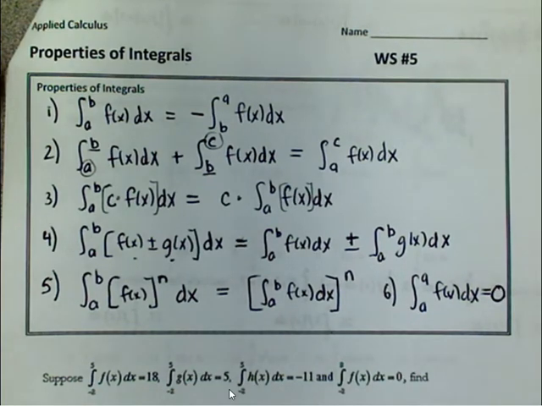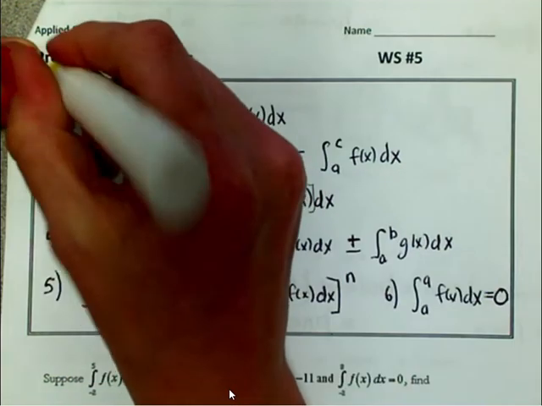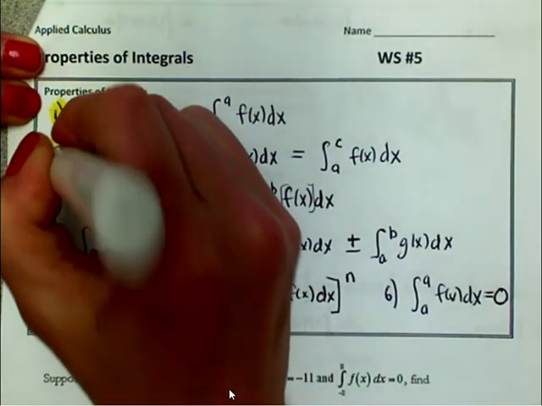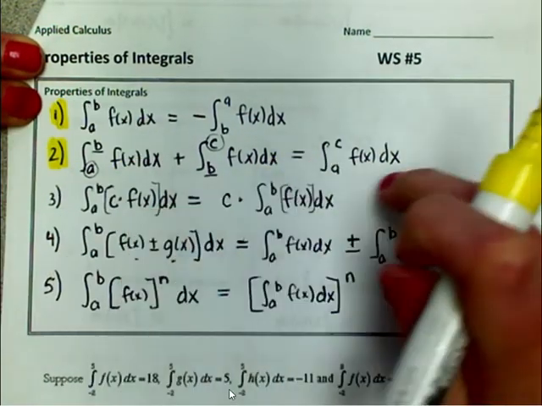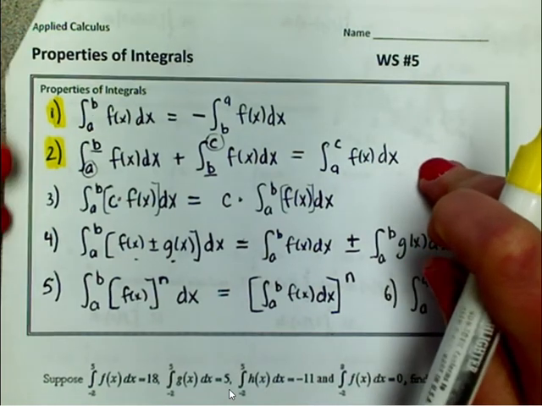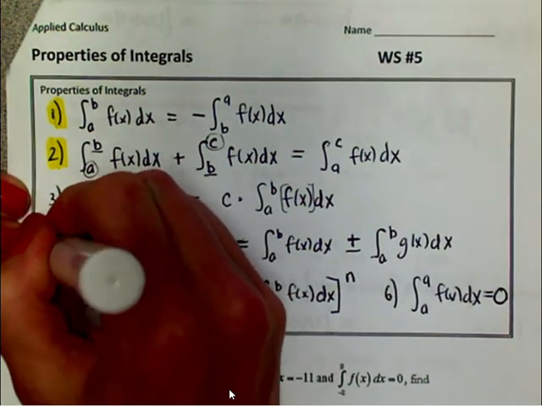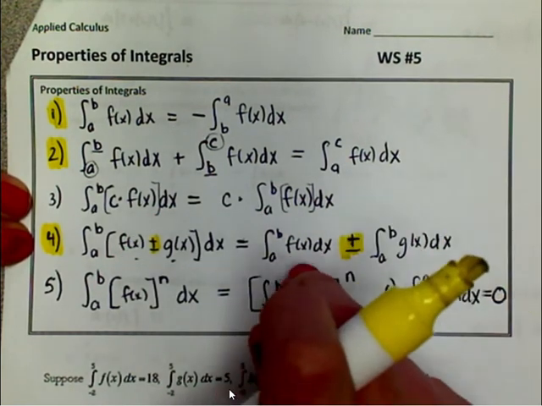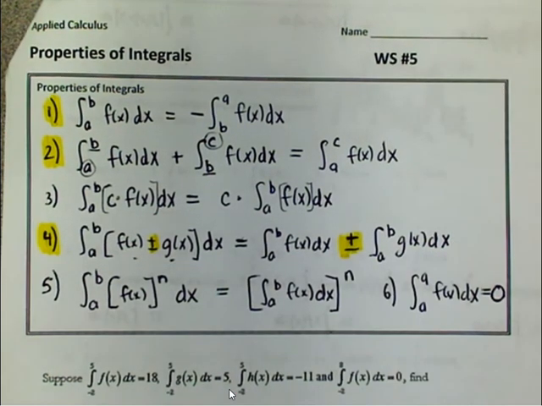Most of the properties that we're going to use are going to fall in this category here. The first one, where the order changes. The second one, where we have 2 parts make a whole. And then mostly the fourth one, where we're going to separate over pluses or minuses and then calculate the integral. So let's look at the first one.